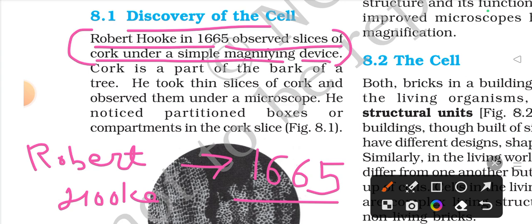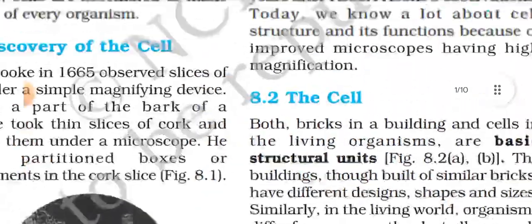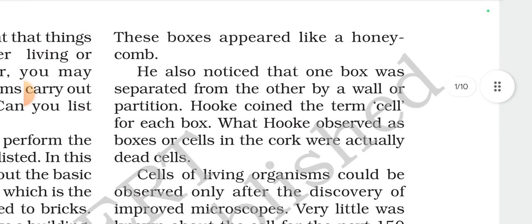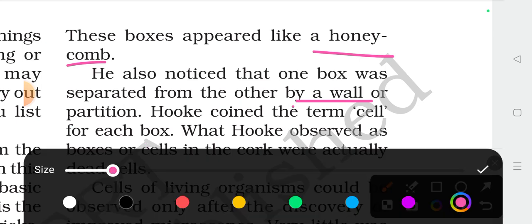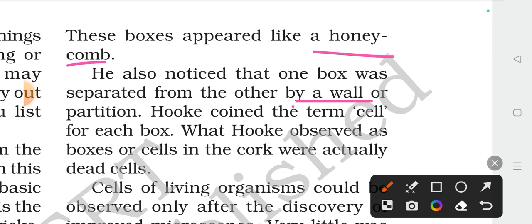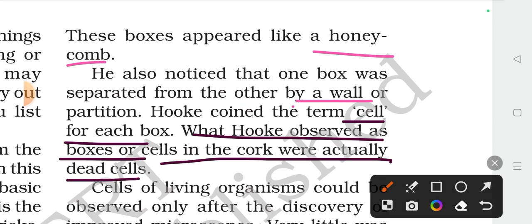And he noticed some partitioned boxes, compartments. So they are called nothing but the cell. So here you can see in this image how the structure is looking like a honeycomb. So these boxes appeared like a honeycomb. He also noticed that one was separated from another by a wall or partition. Hooke coined the term cell for each box. What Hooke observed as boxes or cells in the cork actually are dead cells. So he observed dead cells.